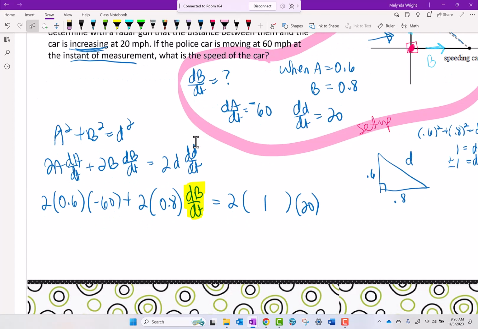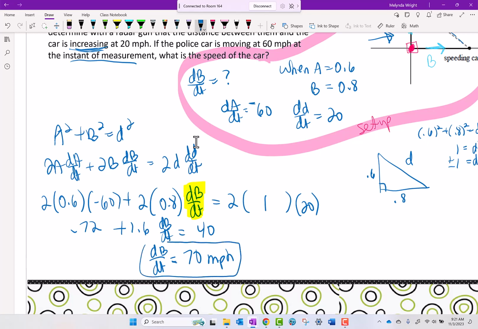Okay, and now we're just going to do all of our arithmetic. We would have a calculator. This is negative 72 plus 1.6 dB/dt equals, what is that, 40. So solving, I get dB/dt is 70 miles per hour. We would add the 72 over and then divide by 1.6, which I did on my calculator. And so that is the rate.